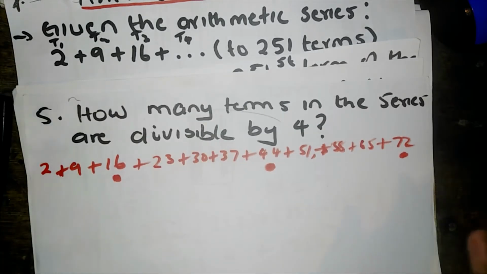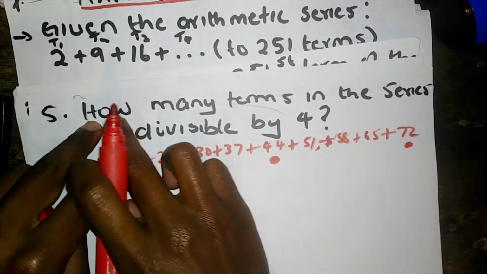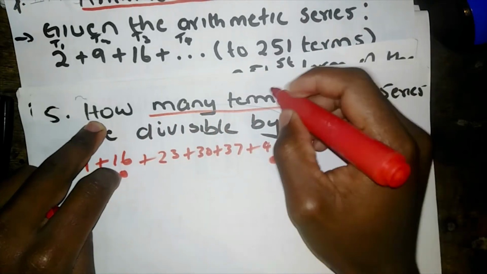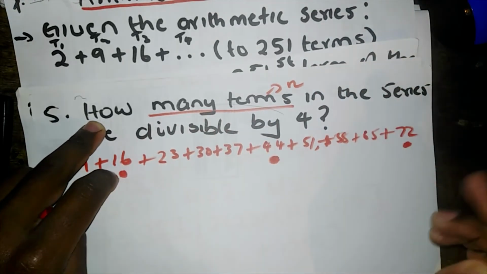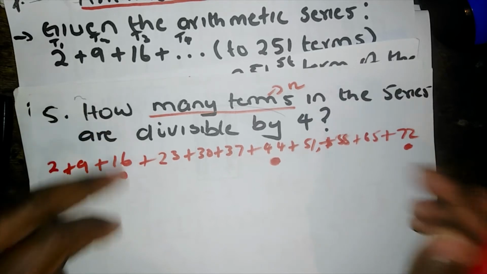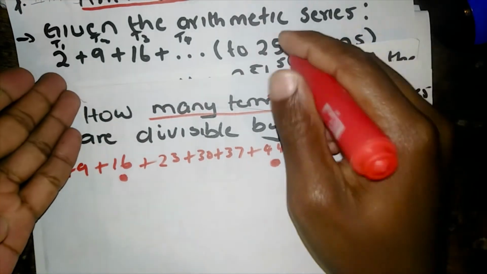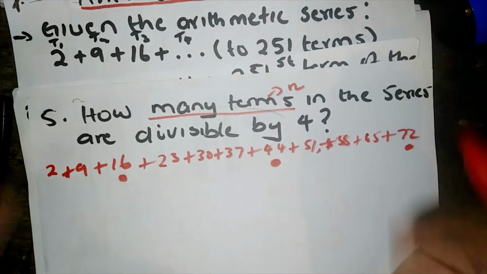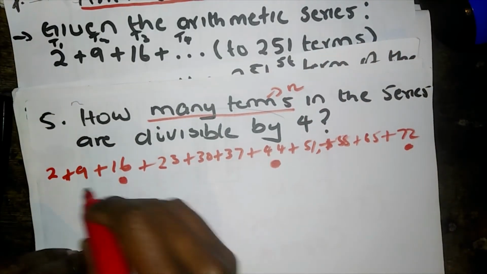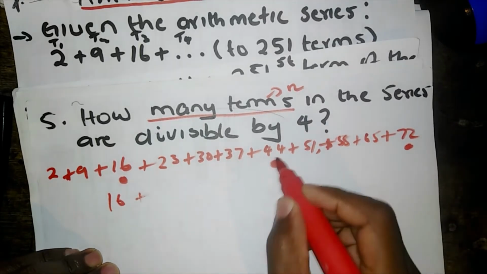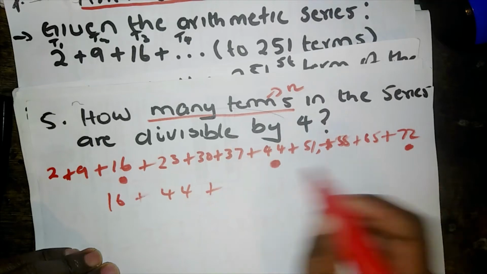So now we can calculate for n. Because when they say how many terms, I want you to calculate for n. So the first term divisible by 4 is 16, now 44, now 72.